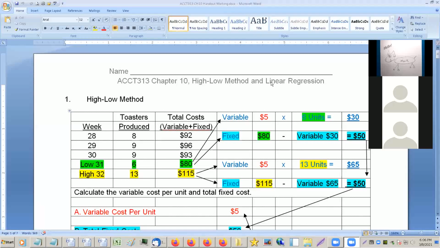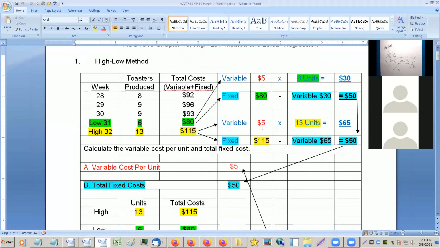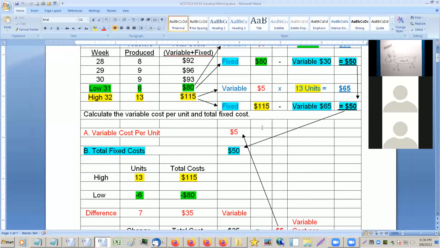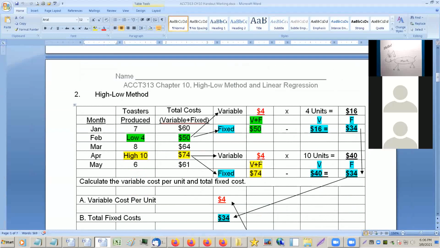Actually, I'm just going to do the whole screen. Okay, so this is what we did last time. And the high-low method, we just take the highest and the lowest, and we use those as our guide to splitting it up.